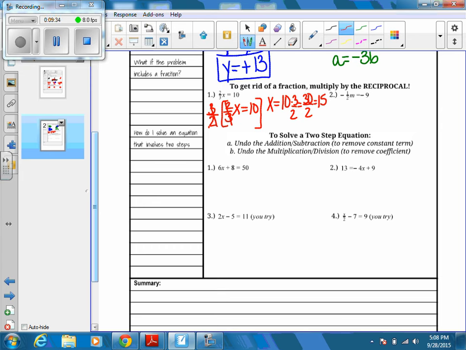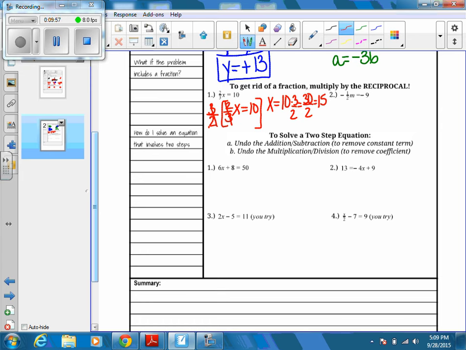We talked about this in class, and remember, in order to solve a two-step equation, I have 2 rules I need to follow. The first one is I have to undo addition and subtraction first to remove the constant term, that's the term that doesn't have a variable, and then I want to undo multiplication and division to remove the coefficient. The coefficient is the number that comes in front of my variable.